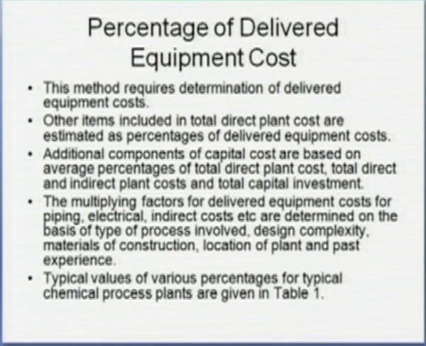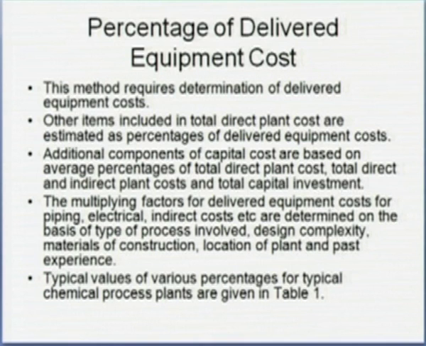Then the percentage of delivered equipment cost. This method requires determination of the delivered equipment cost, because it takes that cost as the basis for estimating other costs. Other items included in the total direct plant cost are estimated as percentage of delivered equipment cost, as just said. Then additional components of capital cost are estimated based on the average percentages of the total direct plant cost, the total direct and indirect plant cost, and total capital investment.